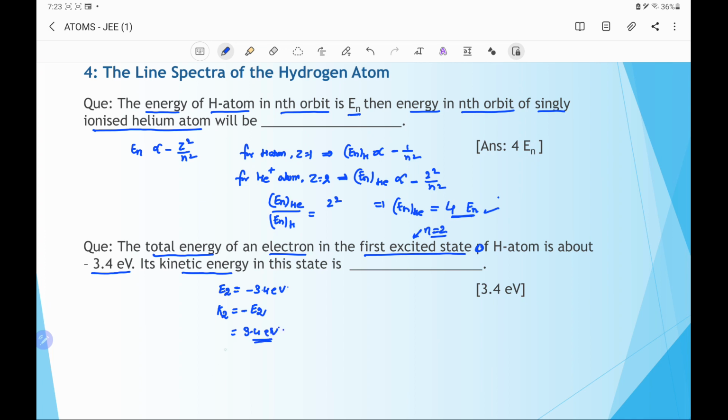If we are asked to find the potential energy also, potential energy is twice of the E2, so it will be equal to 2 into minus 3.4 electron volt, that is minus 6.8 electron volt is the total potential energy.